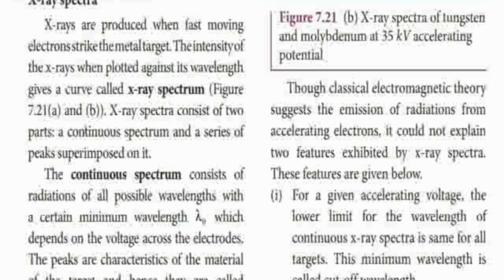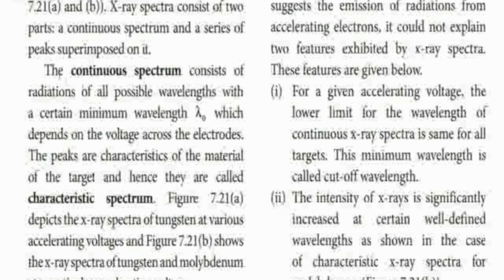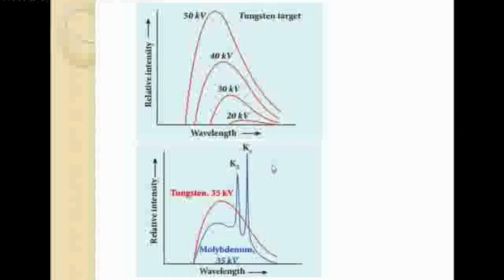Here, when fast moving electrons are suddenly stopped by a metal target, X-rays are emitted. It depends on two factors. One is the intensity of the X-rays, which depends on the electrons that fall on the metal surface. Right? Using that, we can classify them into two types of spectra. One is the continuous spectrum. Another is the gap between the wavelength and the intensity.